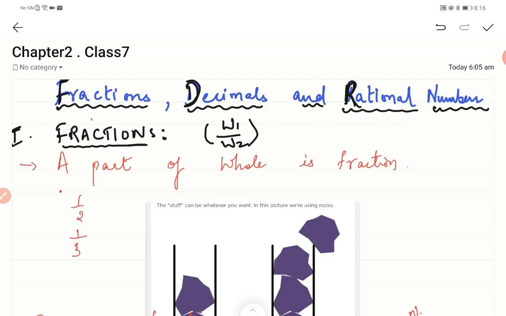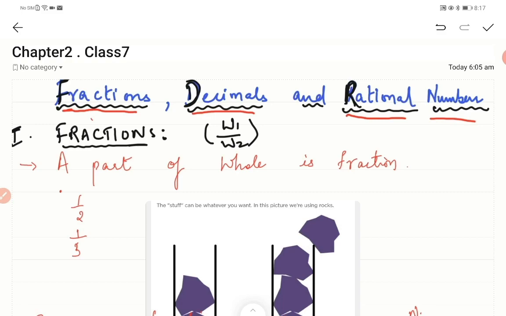Okay, students. So we are starting today with the new chapter. That is your second unit, which is fractions, decimals, and rational numbers. In this, you are going to study your fractions, decimals, and rational numbers.